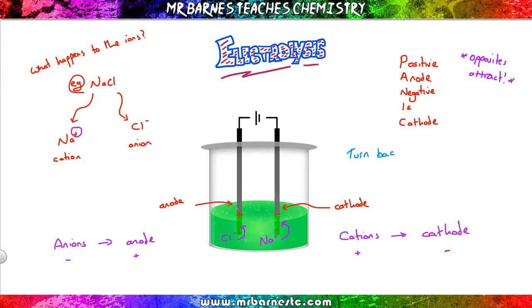Now when they get to those electrodes, they will turn back into their atoms or molecules. So if they're metals, it'll go from sodium ion to sodium metal. If it's chlorine, it'll turn back into a diatomic molecule. So Cl- will go to Cl2. You've got to remember, everything in group 7 is diatomic.